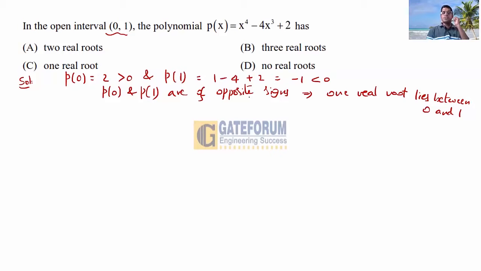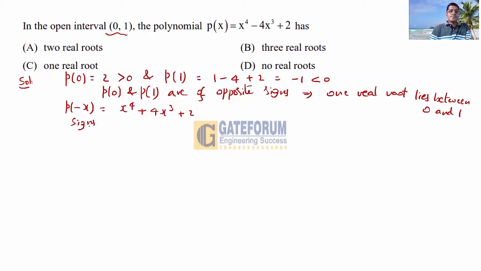We decide the other options. Depending on the situation, you can find P of 0.5, P of 0.7, etc. But it is time taking, 0.7 to the power 4. So let us use the Descartes rule of signs. So what is P of minus x? P of minus x equals x power 4 plus 4x cube plus 2.